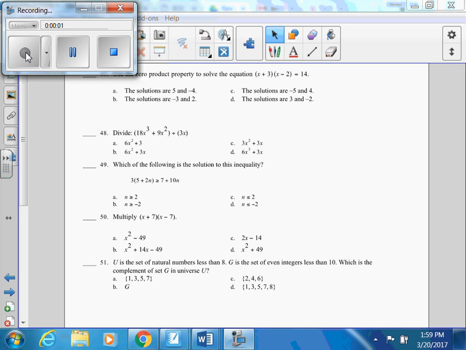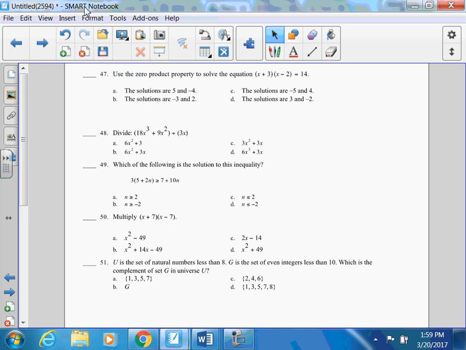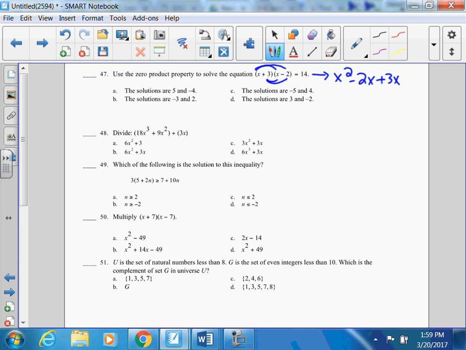Okay, to solve this here, there's a couple different ways you can do it. First of all, I could actually FOIL everything. If I FOIL everything, x times x is x squared. X times negative 2 is negative 2x. 3 times x is 3x. And then 3 times negative 2 is negative 6. And I'm going to combine the like terms together to get x squared plus x minus 6 equals 14, because the negative 2x plus 3x is positive 1x.